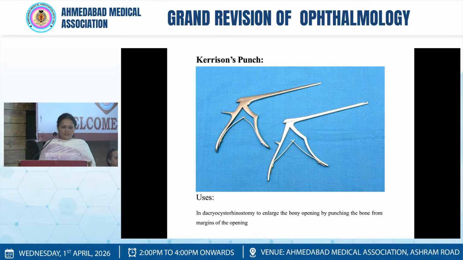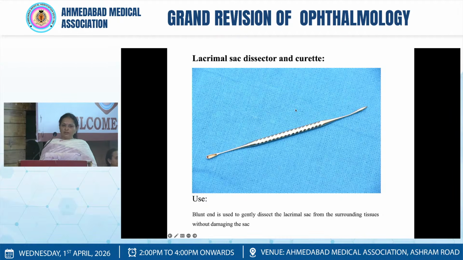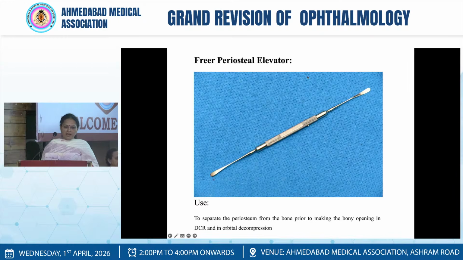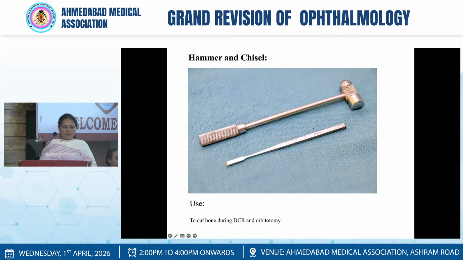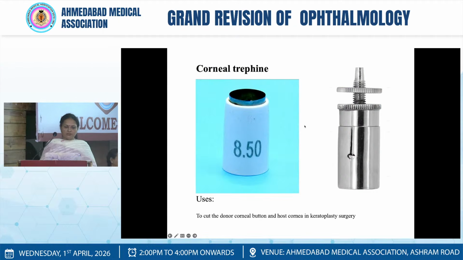Then this is a Carries and sponge used in dacryocystorhinostomy surgery, in which you need the lacrimal sac dissector. At one end there is a scoop part and the other end is an oblong part. So you can be asked about dacryocystitis. And this is the periosteal elevator. You can do anything from any side. Then this is a chisel and hammer for DCR surgery or orbitotomy surgery when you have to break the bone. This is a corneal trephine used in cases of keratoplasty.